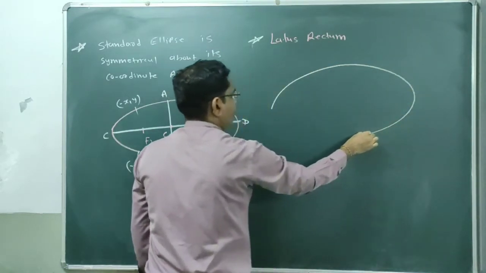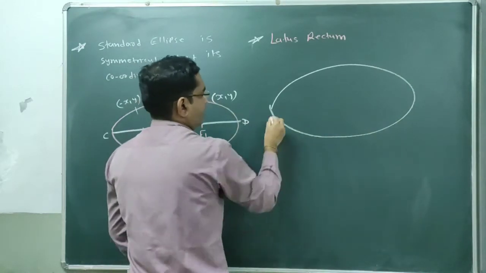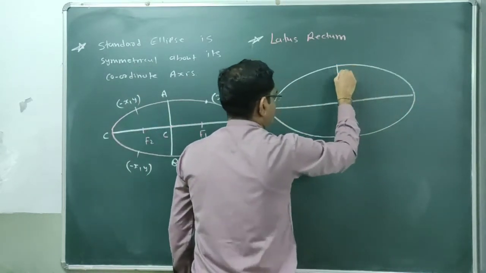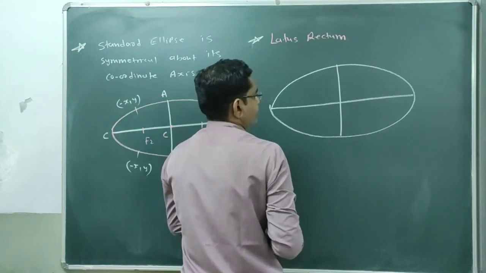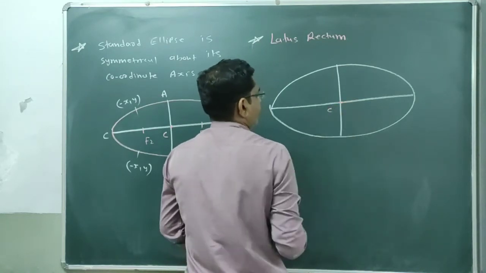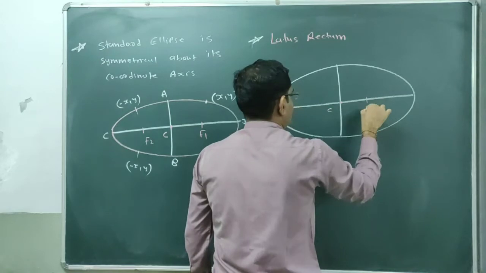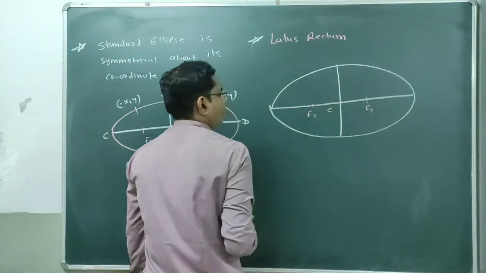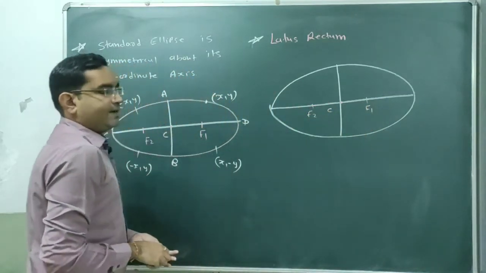Length of latus rectum we have to define. So this is our ellipse. This is center C, focus F1, focus F2, foci. Done. So here, what is latus rectum?